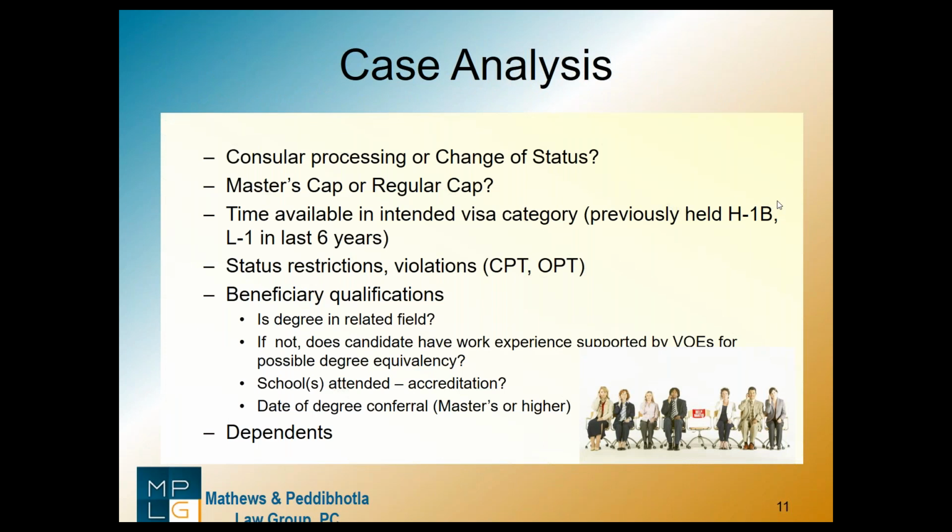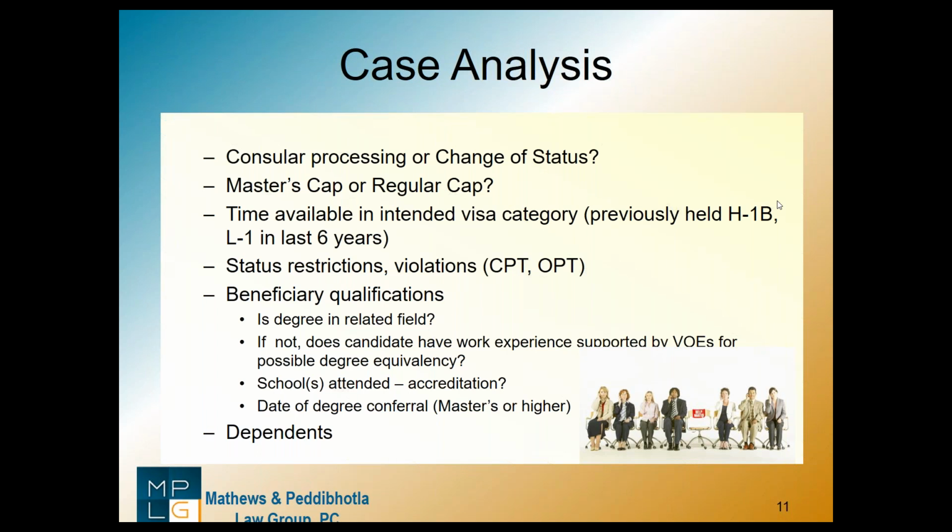Okay, so once we have the initiation sheet, we do a case analysis. So there's a plethora of things that we look at. I've highlighted a few of them here. One of the most important things is deciding whether we're filing this H-1B petition for consular processing or change of status. So what does consular processing mean?